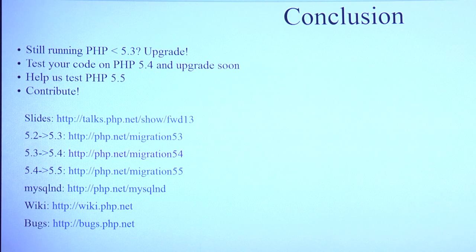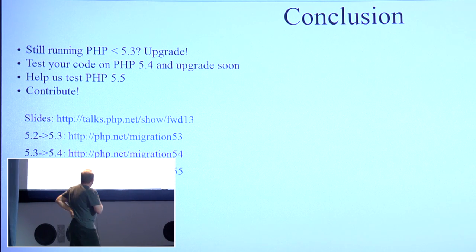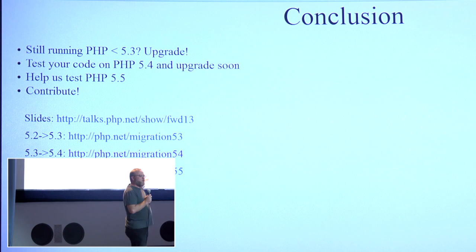There's a whole bunch of guides to help you with that upgrade. On the php.net site, you can pick the correct guide, 5.2 to 5.3, 5.3 to 5.4. We don't have a 5.2 to 5.5, so you might have to read all the guides in between to make sure you catch everything. And the slides are online there if you want to go and check any of this stuff.